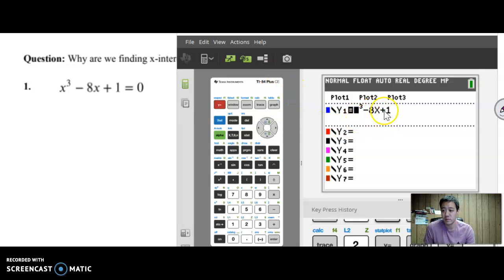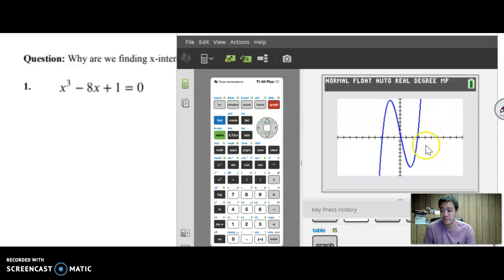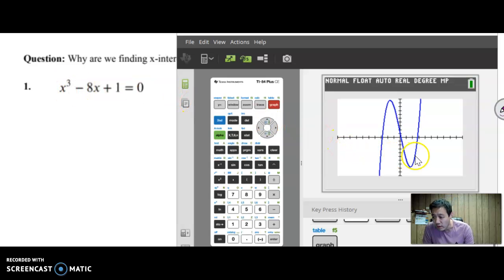So here for number 1, I'm just going to graph this, right? And this is what it looks like, okay? There are 3 solutions, and it's a cubic, right? So there should be 3 solutions, okay? Now one of them, it looks like maybe it's 0, but I think it's a little past that, okay?